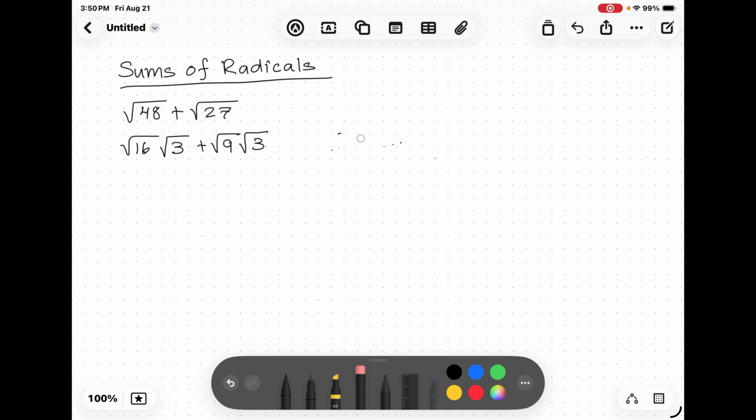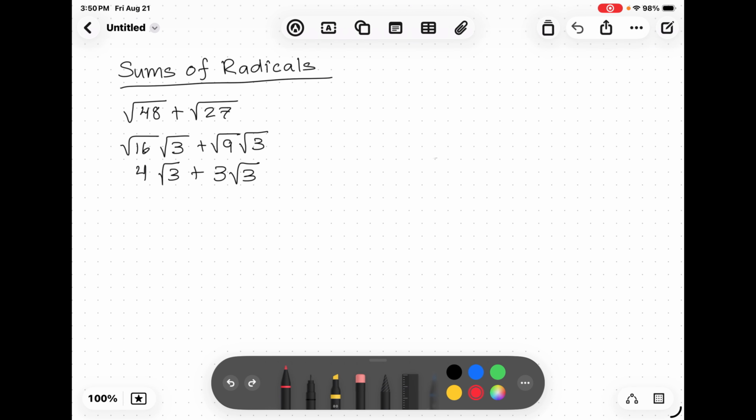So the square root of 16, of course, is 4. The square root of 3 is left. And then plus the square root of 9 is 3. Now you see I have like terms. They're both some multiple of the square root of 3. I've got 4 square root of 3's, and I've got 3 square root of 3's.